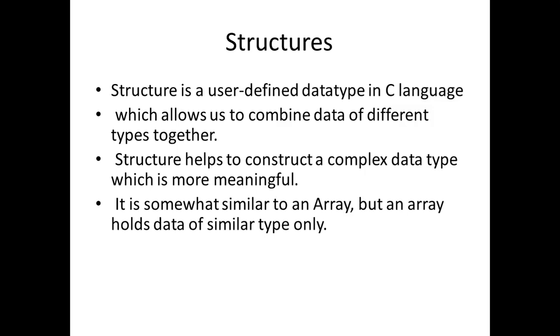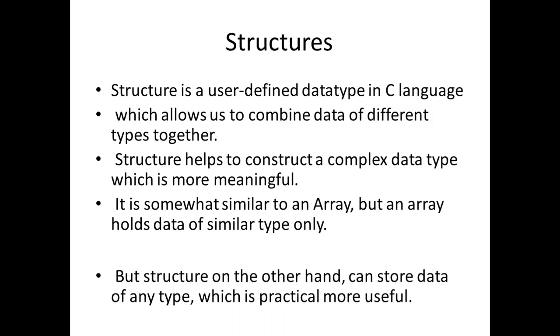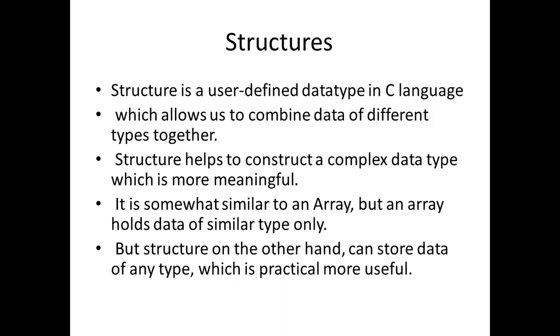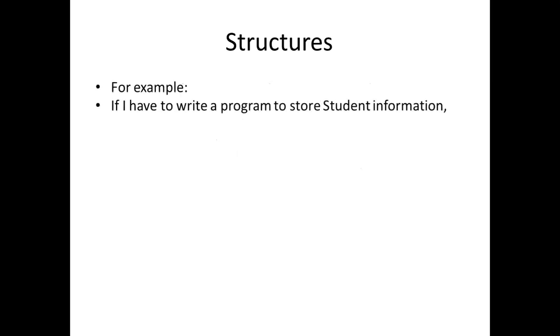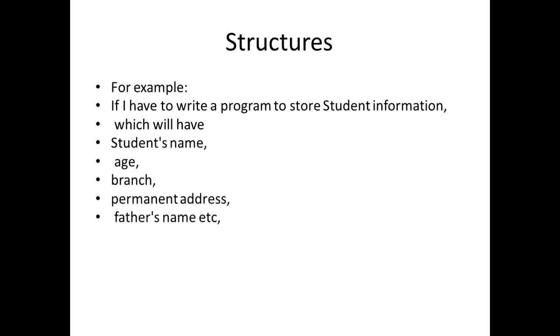Whereas in structures, we can store heterogeneous elements. That means values of different data types can be stored under a structure. Structures, on the other hand, can store data of any type, which is practically more useful. For example, we write a program to store student information, which will have the student's name, age, branch, permanent address, father's name, etc. Some information we want to store.